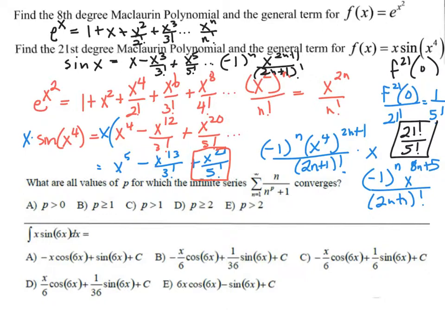Okay? Now, finally, what are all the values for which this infinite series converges? Well, this is just a little limit comparison test. And n over n to the p, the power has to actually be greater than 2. Because remember, if it were equal to 2, this by limit comparison would be 1 over n, and that would diverge.